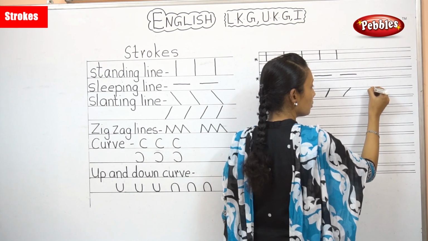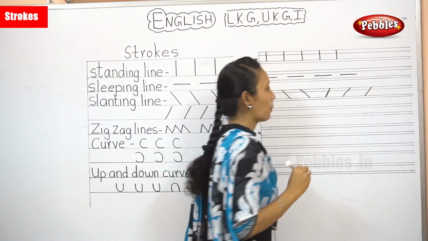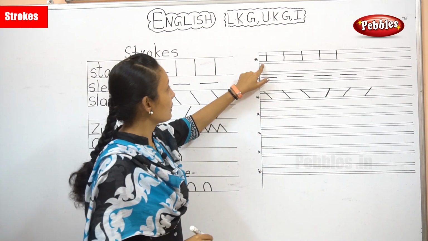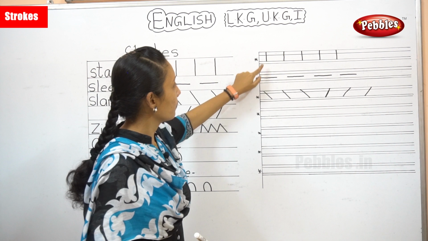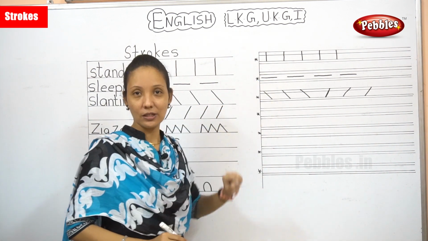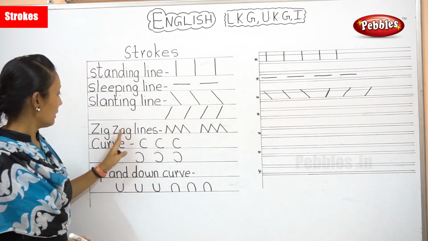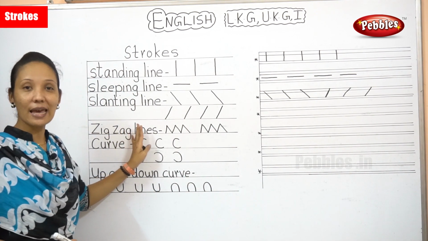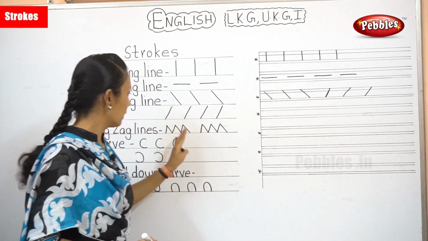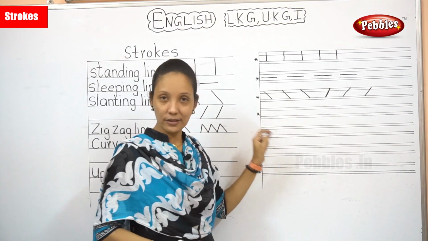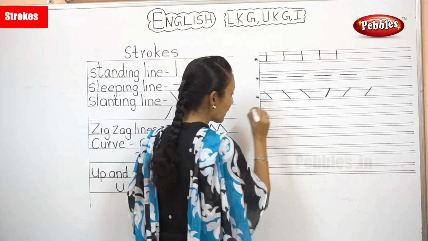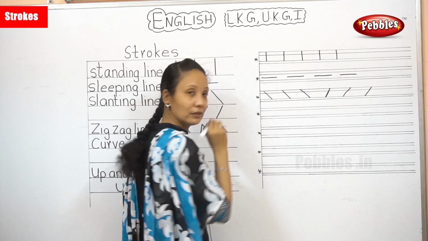First to your third line. This is called slanting line. So your first is standing line, sleeping line and your slanting line. Alright. Next you have your zigzag lines. Okay, you have your zigzag lines. Now zigzag lines, you should write it in between your second line and your third line.